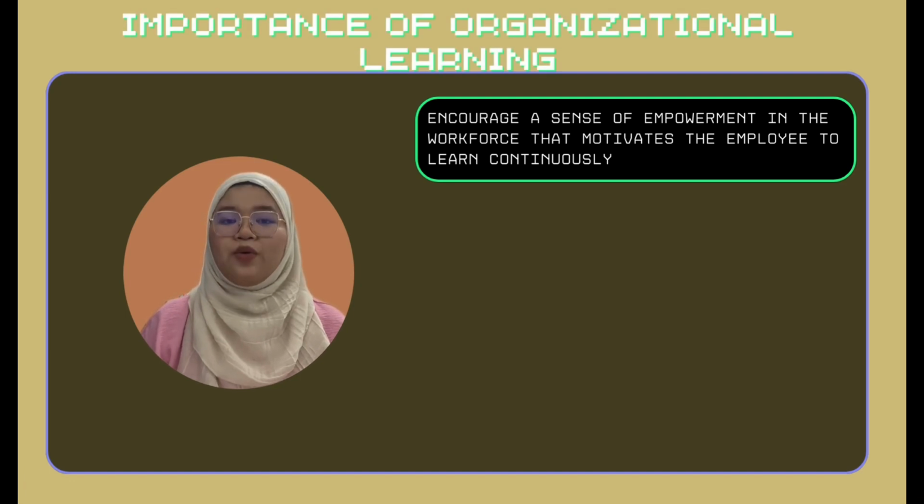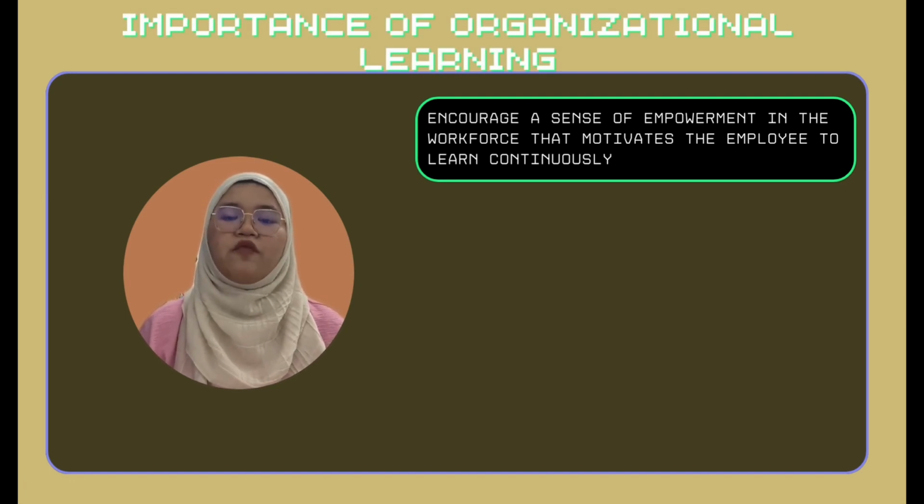Okay, now we are moving on to the importance of organizational learning. As has been mentioned in the previous part, organizational learning is one of the processes that help organizations to be successful. The importance of organizational learning is that it encourages a sense of empowerment in the workforce that motivates employees to learn continuously. Other than that, it will also lead to an increase in employee innovation throughout the organization and also build the ability to develop the employee innovation process.